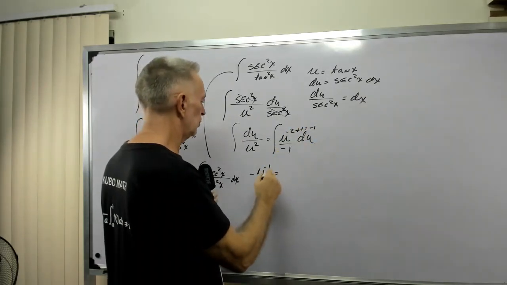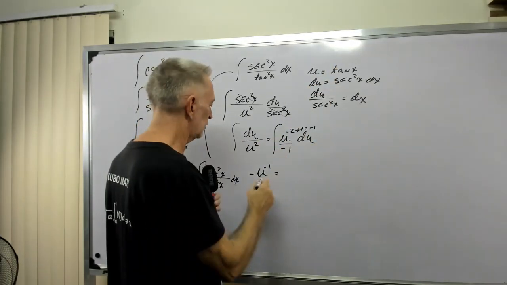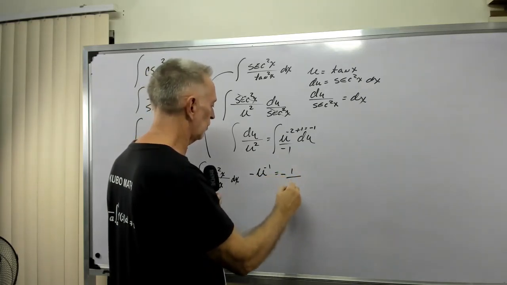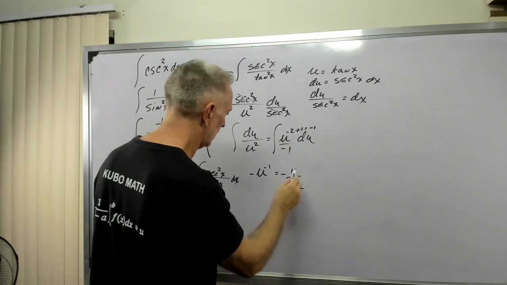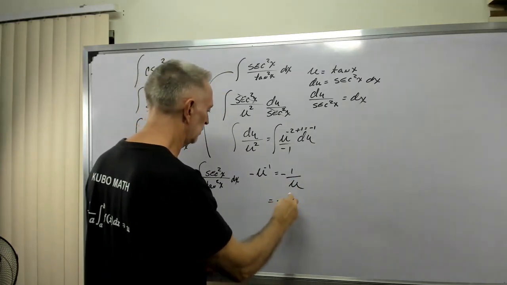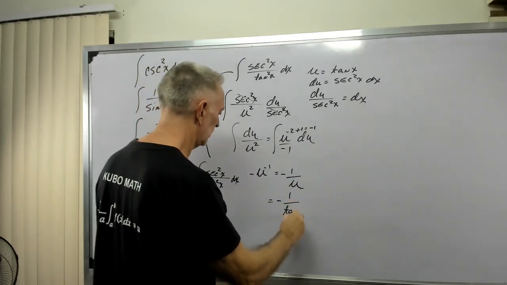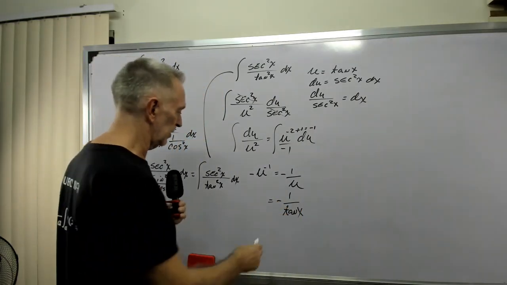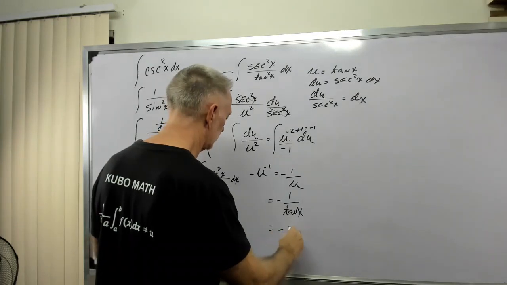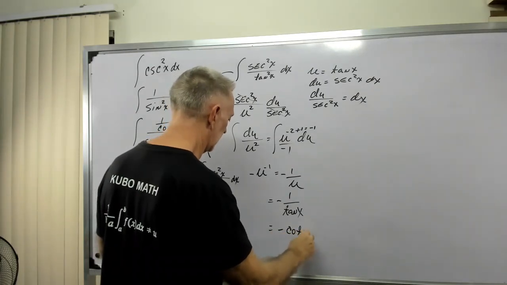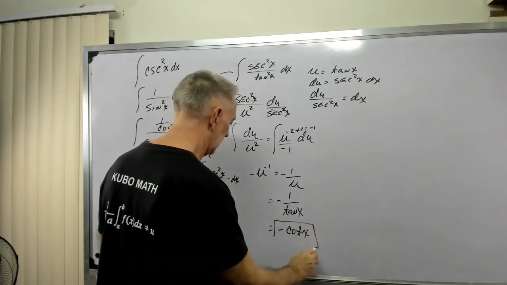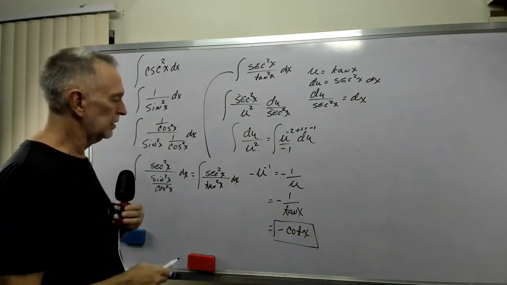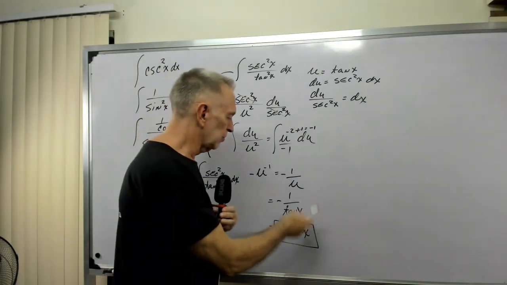Well, what is u? U was tangent x. So this is equal to minus 1 over u, which equals minus 1 over tangent x. Well, what is 1 over tangent? Cotangent. So I end up with minus cotangent x, and that is the integral of cosecant squared x. It's minus cotangent x.